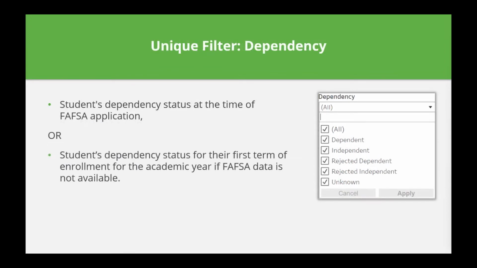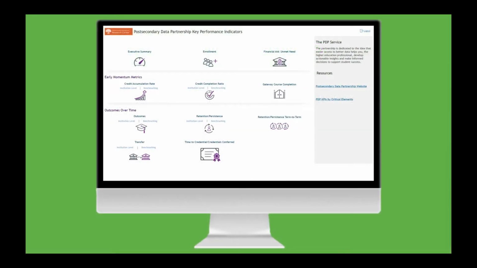The second unique filter is dependency status, which is the student's status at the time of their FAFSA application, or first term of enrollment for the academic year if FAFSA data is not available. Now Unmet is ready to explore the dashboard. He logs into the Post-Secondary Data Partnership dashboards and clicks on the Financial Aid Dashboard.